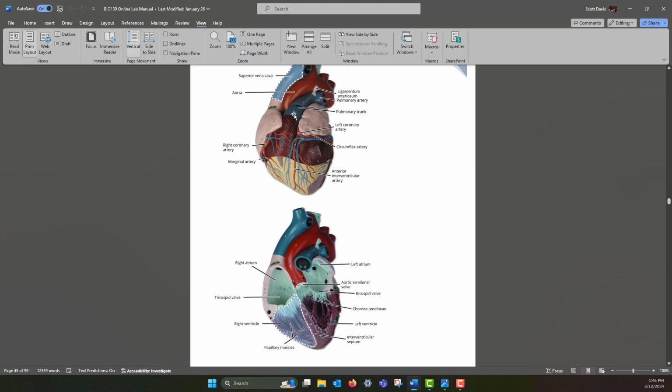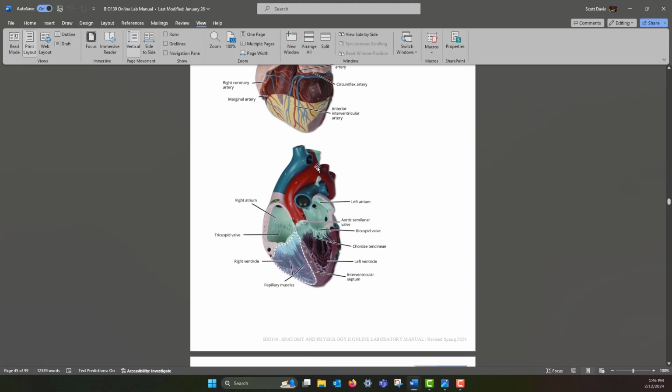Another way to orient yourself is to look right here, this large blue right on the front of the heart. This is the pulmonary trunk and the aorta is behind it. So that's how you know that you're looking at the front of the heart in anatomical position.